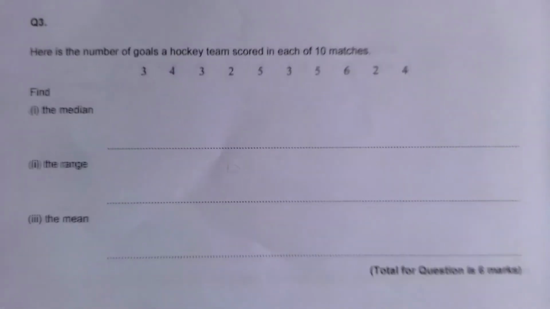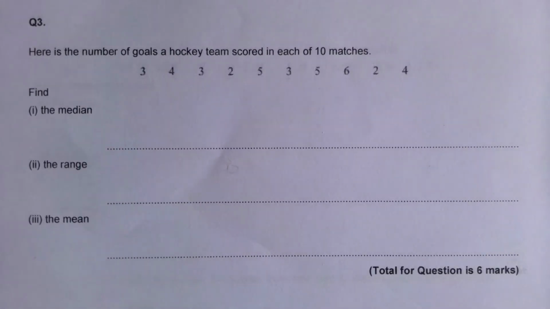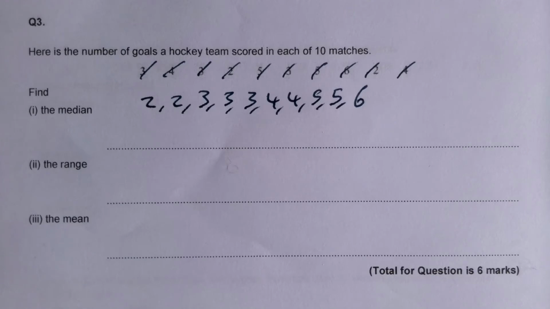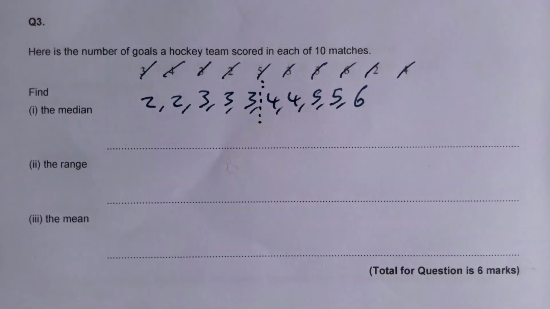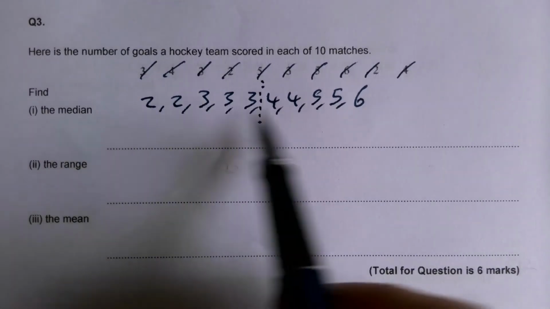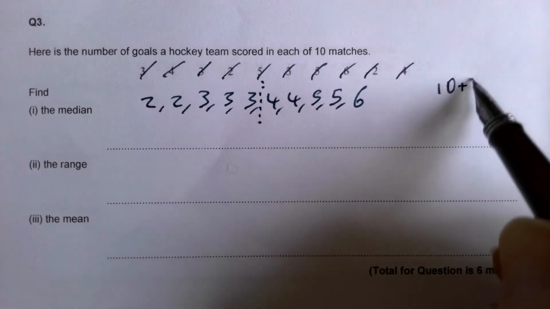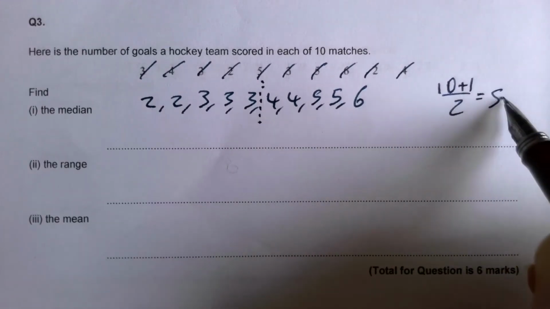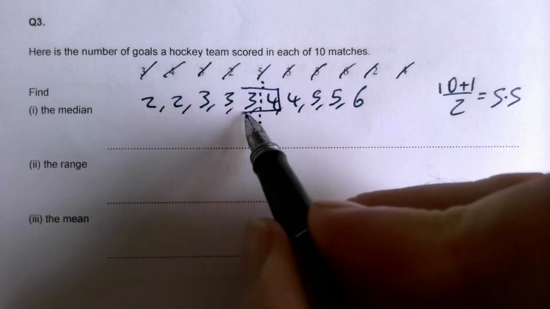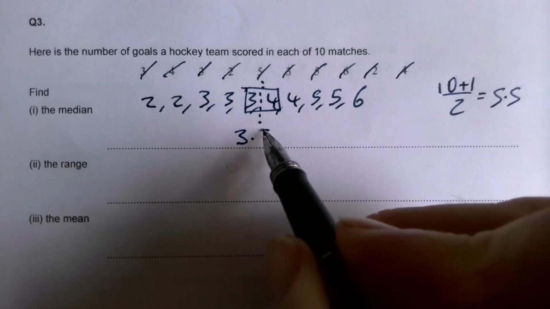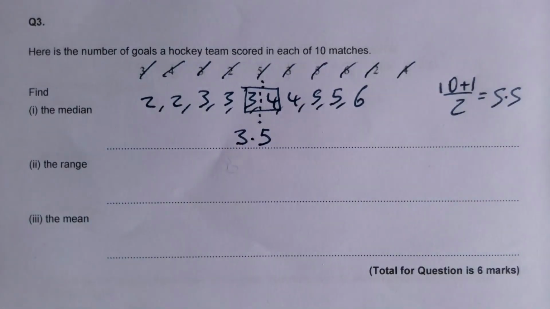Pause the video and have a go. So the first thing you need to do is put the numbers in order to find the median, which should look like this. And looking at this, because we've got 10, that's where your median point's going to be, because half of them are before it, half of them are after it. Remember, 10 plus 1 is 11. 11 divided by 2 is 5.5, so that means it comes between the 5th and the 6th. So it's between 3 and 4, halfway between 3 and 4 is 3.5.